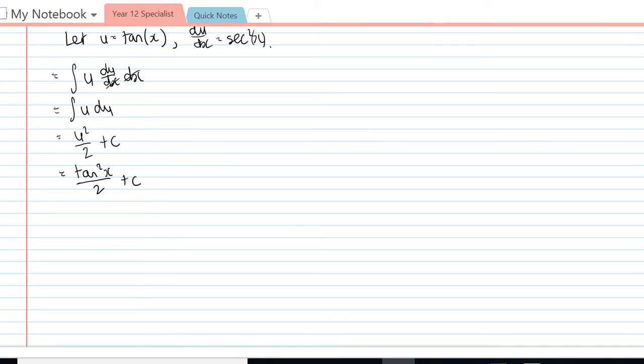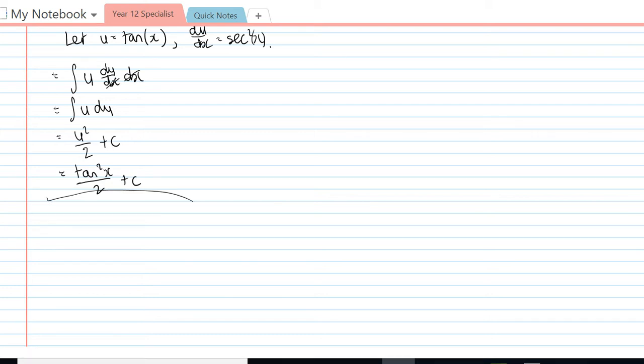Now that would be sufficient to leave it there. However, if you use your calculator, you do get a different answer. The calculator will tell you that it's 1 over 2 cos squared x, so basically half sec squared x plus c. I wanted to show how we could go that step further. Just so you're aware, that is the end of the question right there.